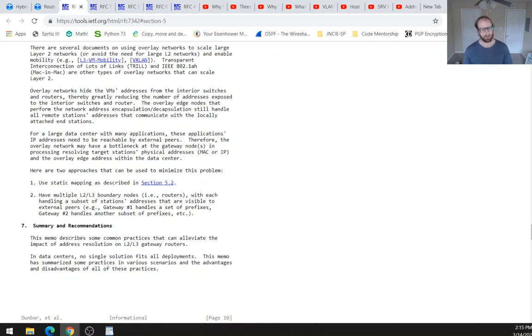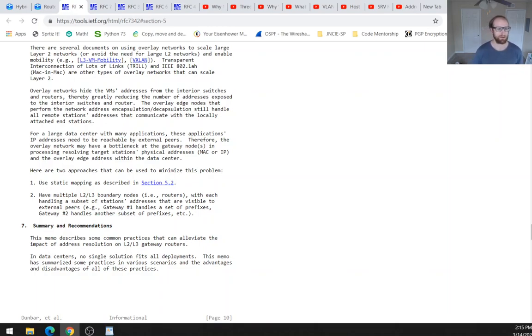For a large data center with many applications, these applications' IP addresses need to be reachable by external peers. Therefore, the overlay network may have a bottleneck at the gateway nodes in processing resolving target stations' physical addresses, MAC or IP, and the overlay edge addresses within the data center.